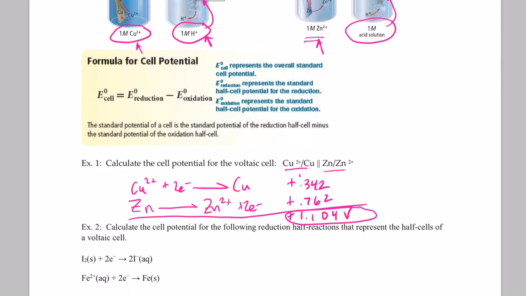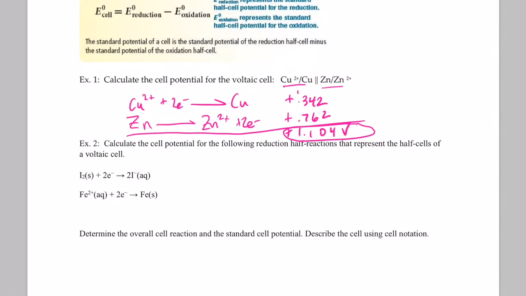All right. Let's do a couple more of these. Let's calculate the cell potential for the following reduction half reactions that represent the half cells of a Voltaic cell. So I'm going to give you two reactions. I2, so this is an iodine cell gaining 2 electrons to become 2 I negatives, and Fe2+ gaining 2 electrons to become Fe. So one of these reactions will have to be oxidation, the other will have to be reduction. So let's look up the reduction potentials of both of these reactions to decide which one is reduced, and then the other one will be oxidized.